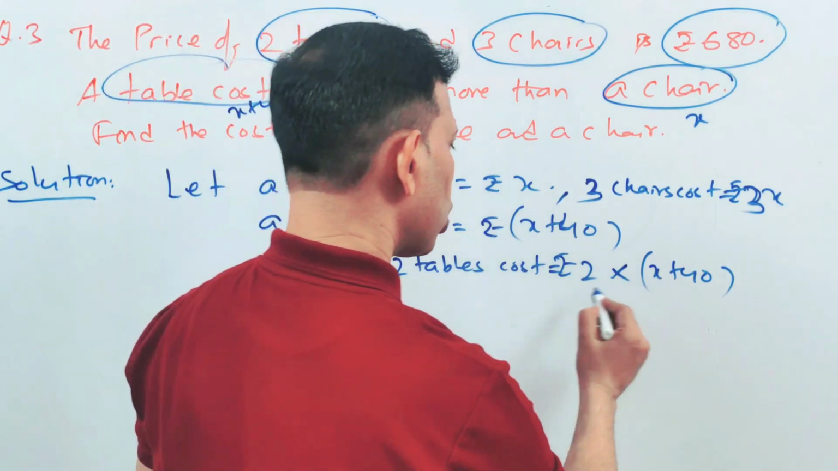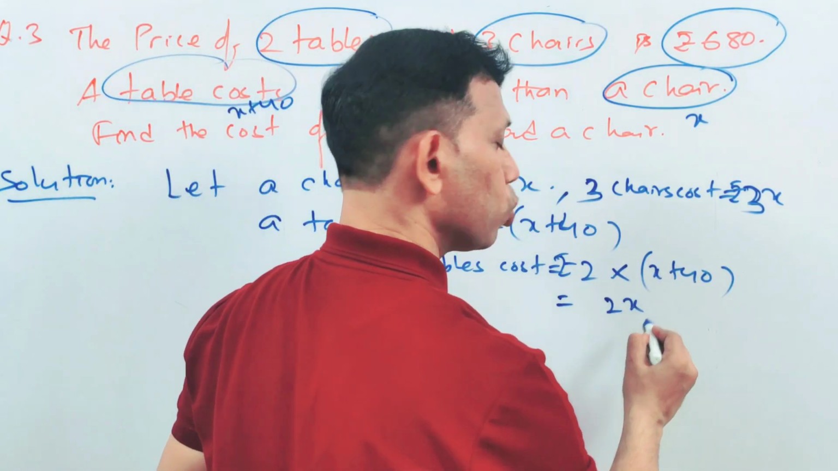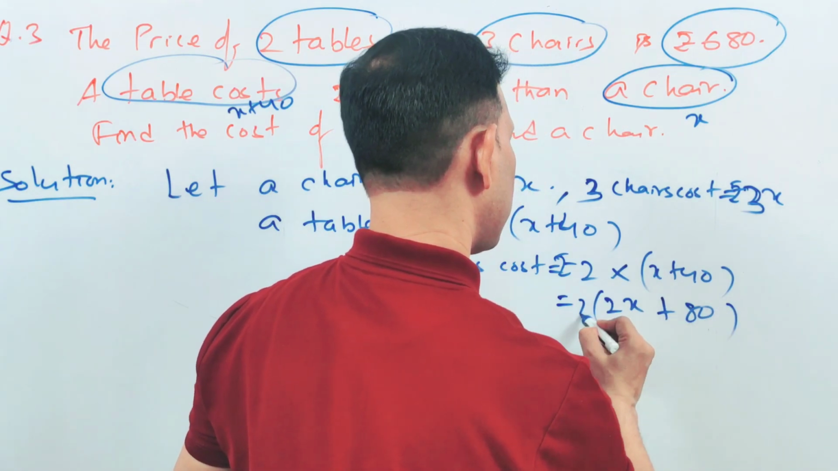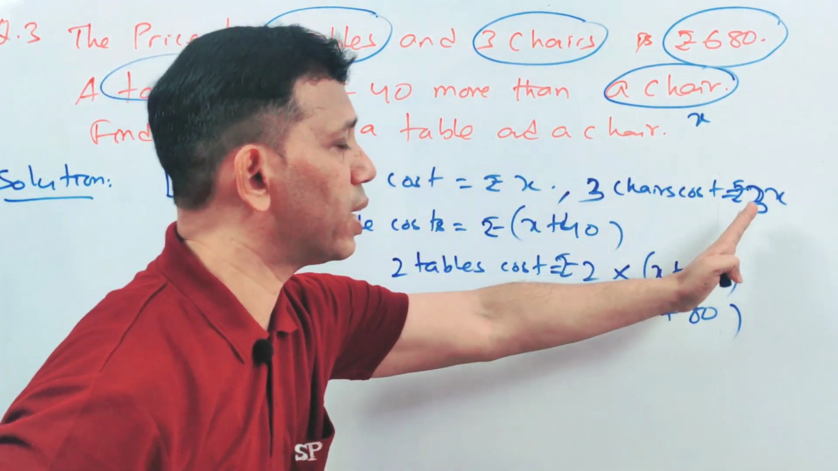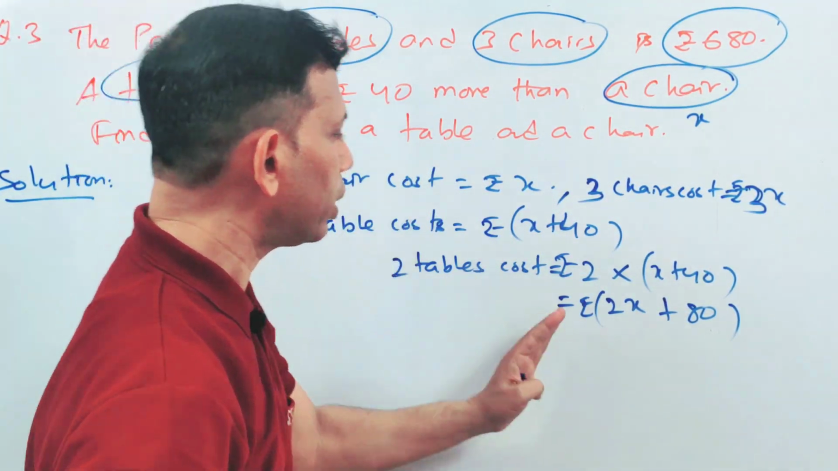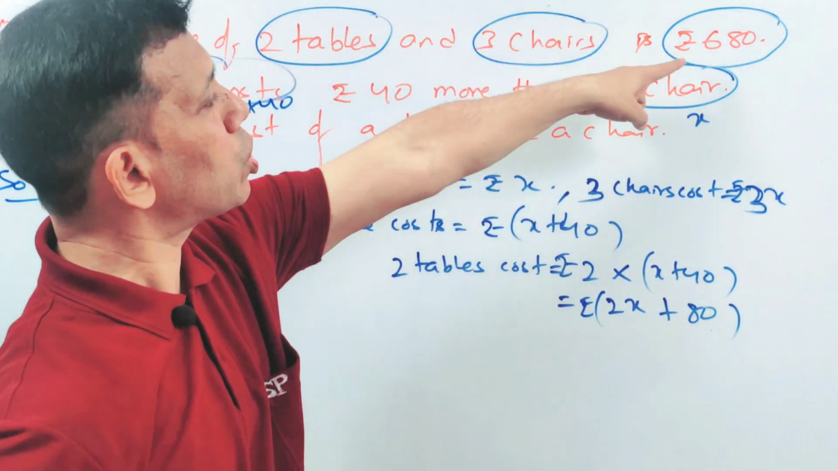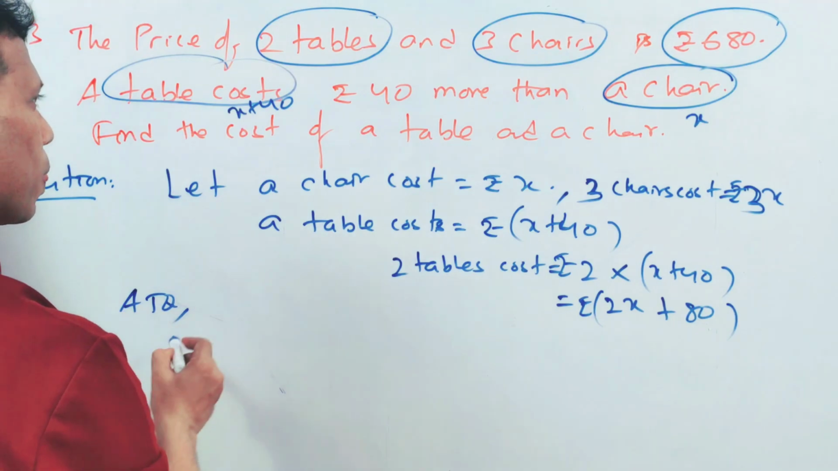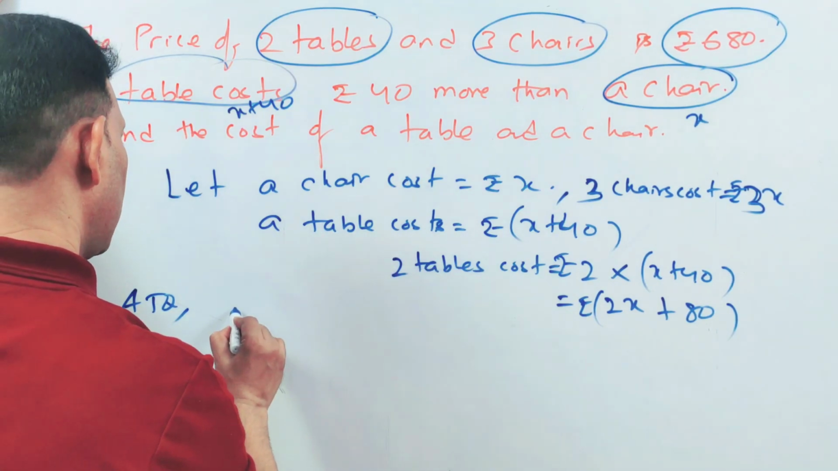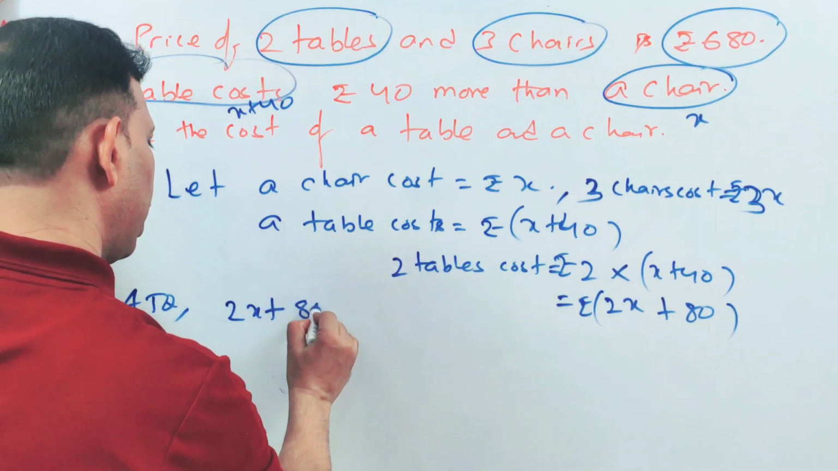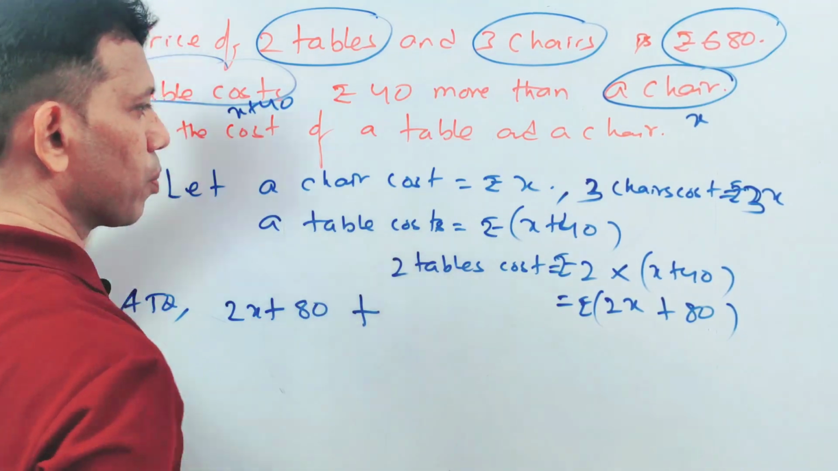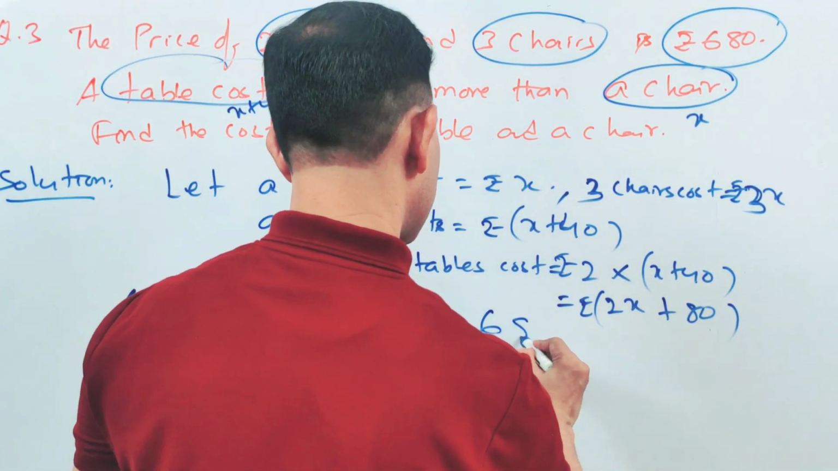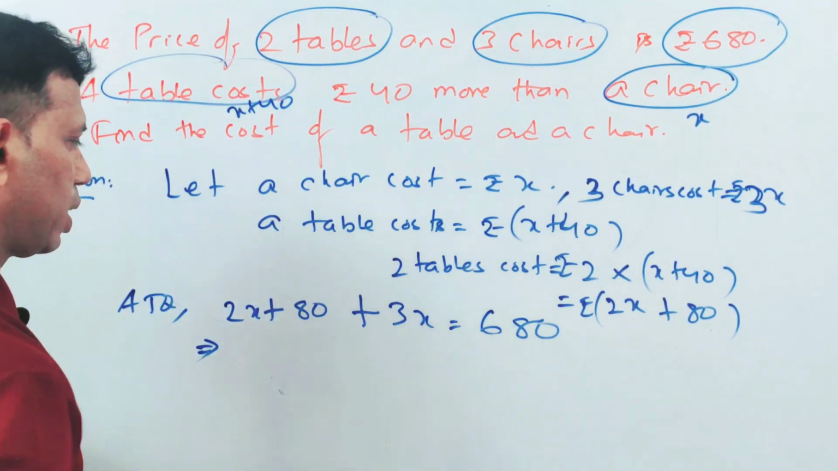So how much is that? Let us solve this. 2 into x, 2x, 2 into 40, 80. So this much rupees, right? Now 3 chairs, 3x rupees, and 2 tables, this much rupees. Total cost is how much? 680. So again, according to the question, 2 tables means 2x plus 80 plus 3x, that is 3 chairs. Total cost is 680. Now you can solve.